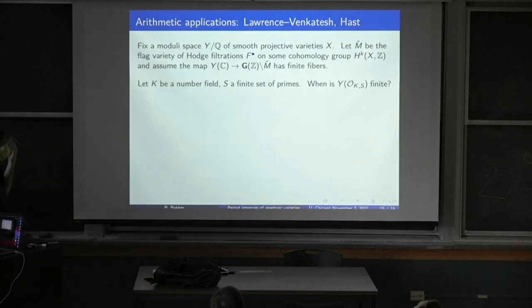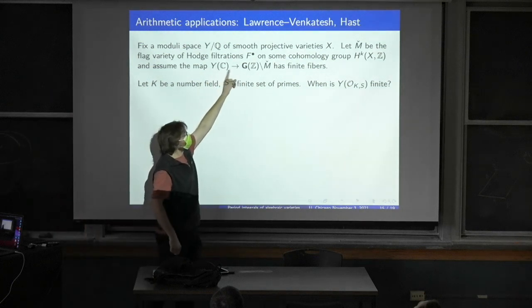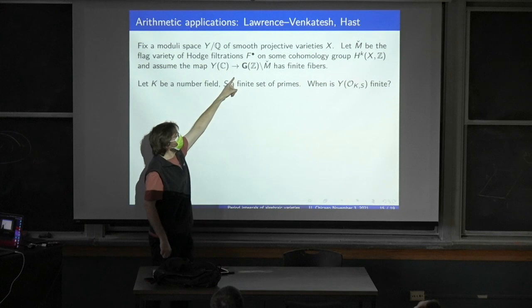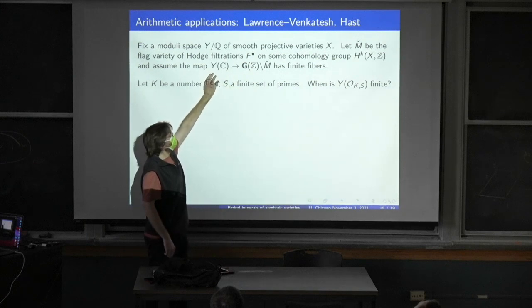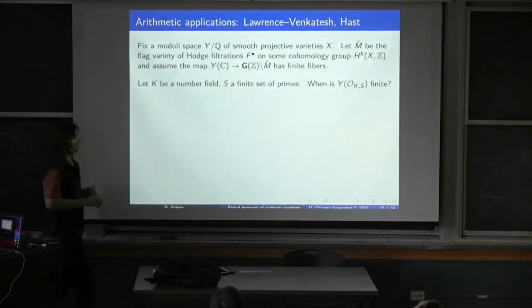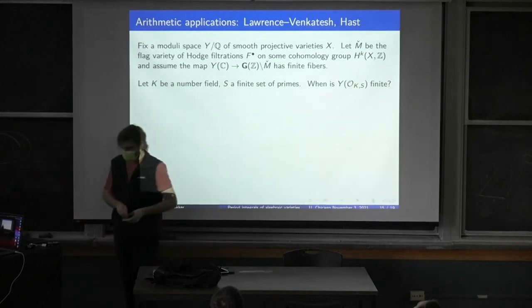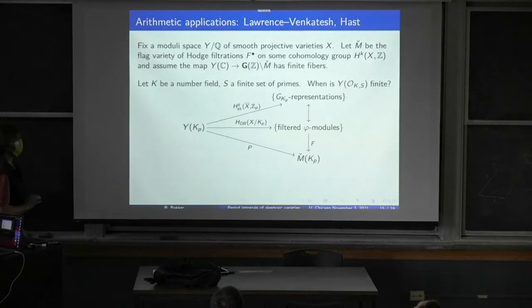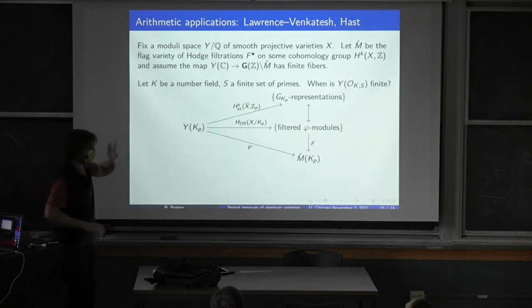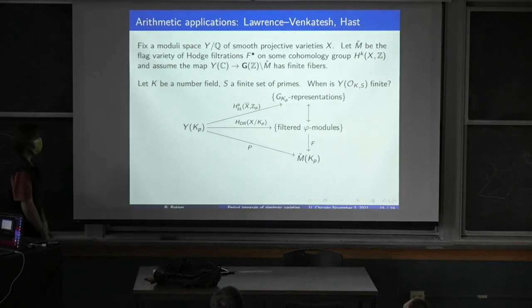And Lawrence and Venkatesh give a pretty robust framework to try to, like I said, use the fact that over C, Hodge theoretically, the variety is determined by its Hodge structure to manufacture finiteness of S-integer points. And the basic yoga of this argument is encapsulated by this diagram. So again, I'm going to go very fast over this.